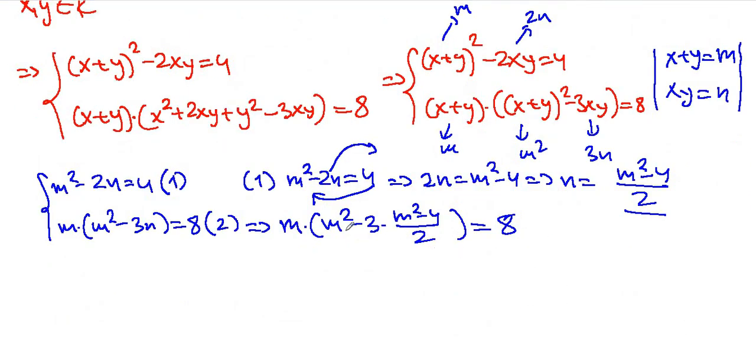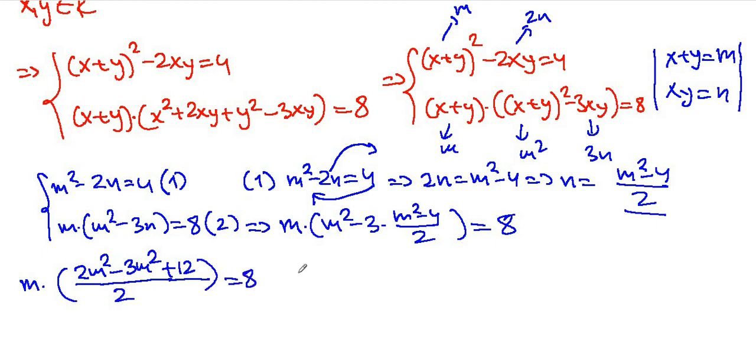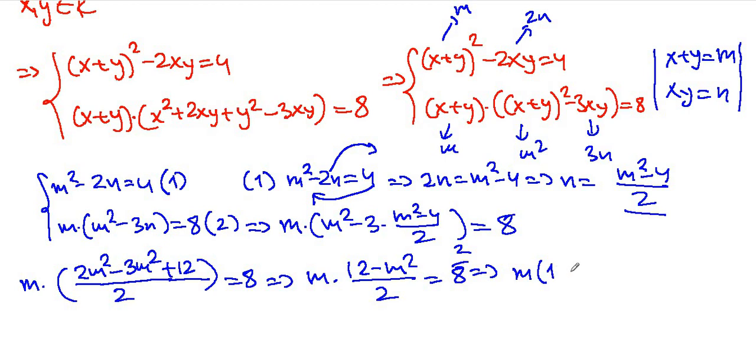Now first of all I can simplify inside of the bracket. So m times m squared, the common denominator is 2, so here 2m squared minus, if I expand this I'll get 3m squared, and minus 3 times minus 4 is plus 12, divided by 2, is equal to 8. So therefore this is equivalent to m times, we see that 2m squared minus 3m squared gives us minus m squared, so 12 minus m squared divided by 2 is equal to 8. Multiplying by the common denominator 2, this is equivalent to m times 12 minus m squared is equal to 16.